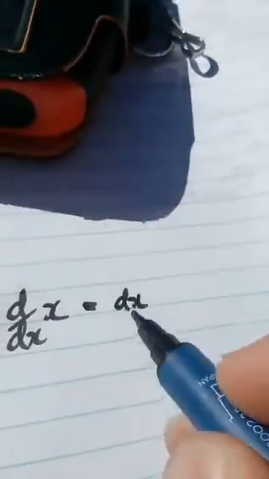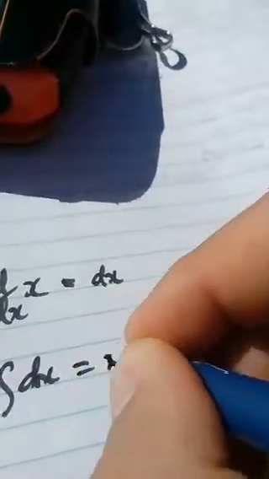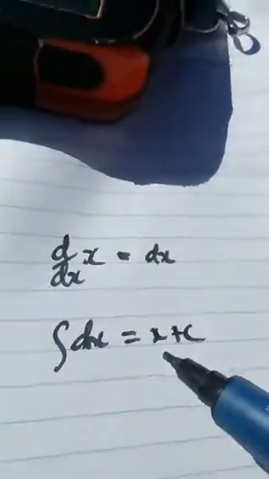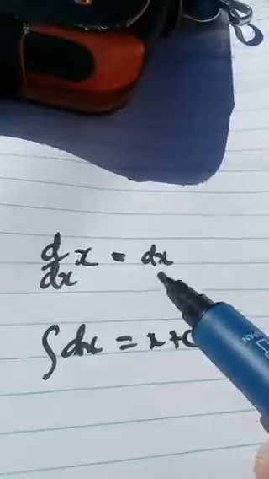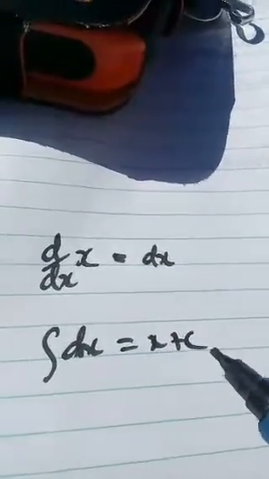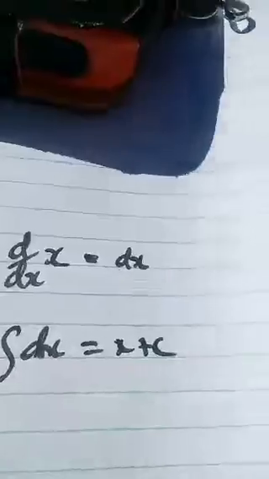So if you want to derive x, the derivative of x with respect to x equals dx, right? And so if you integrate dx, you're just going to get x plus some constant. So it's just backwards. The derivative of x gives you dx, and the integral of dx gives you x plus some random constant. That's what happened to the d.